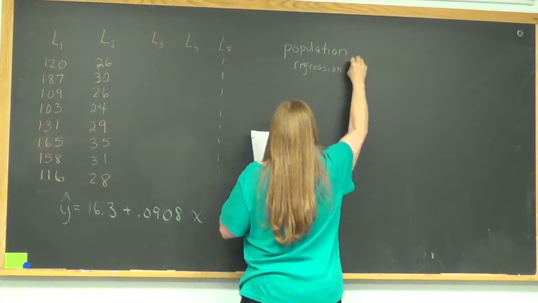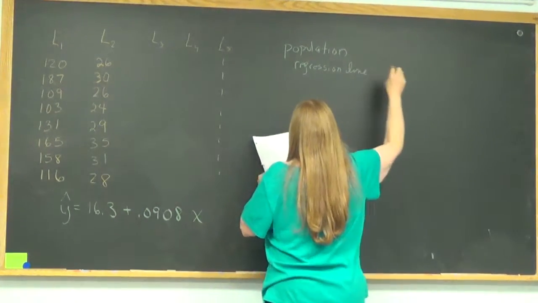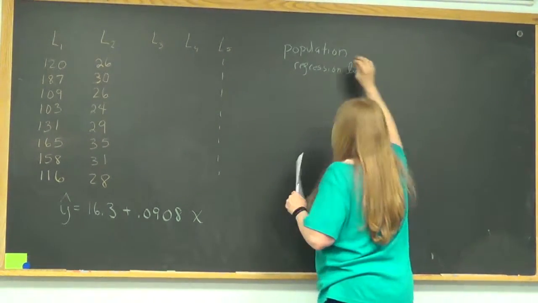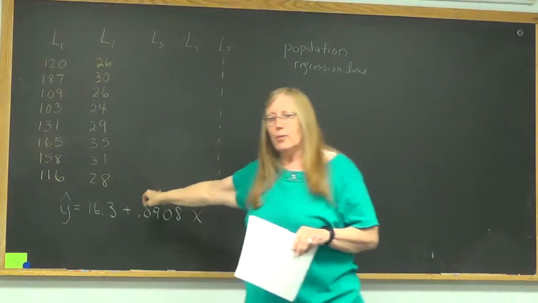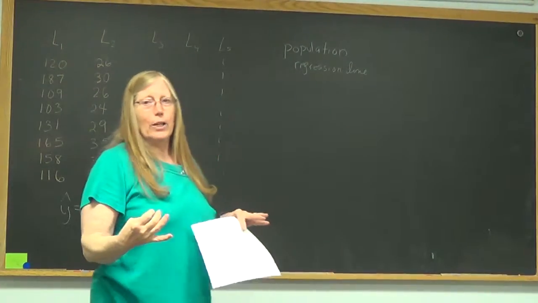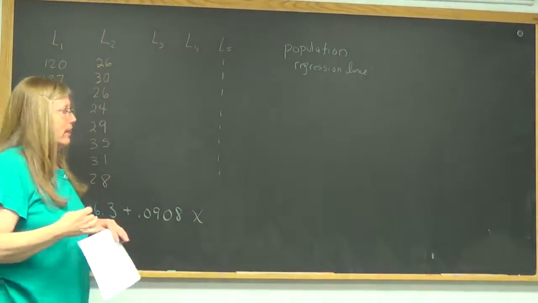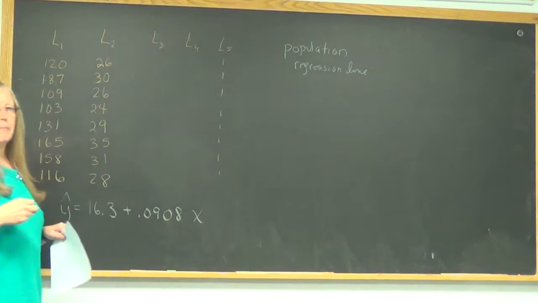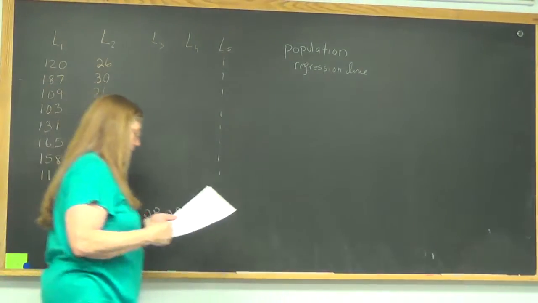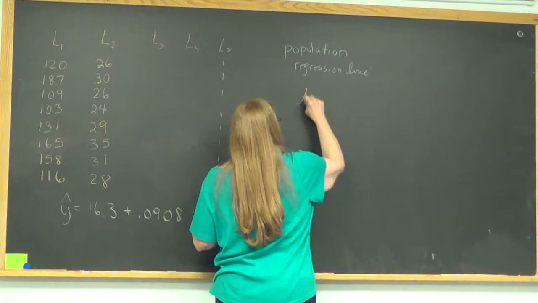No, okay. And it looks like this. This is not from a sample like the last one was. This is the real one. If we really, really knew the slope and the y-intercept, and we really knew the regression line, it would look like this. Where do you want us to write this?